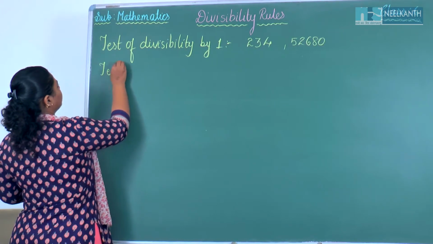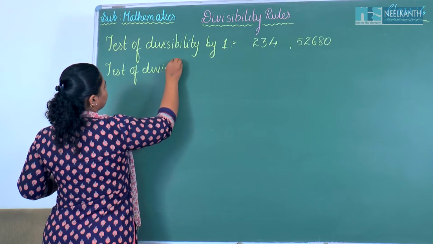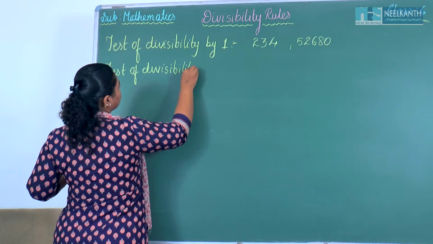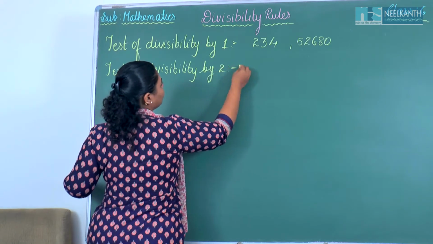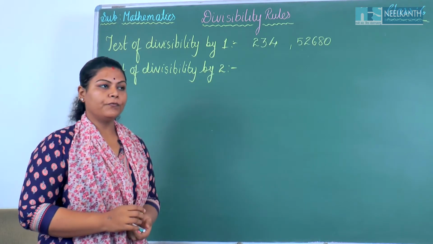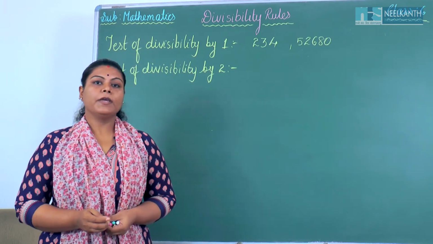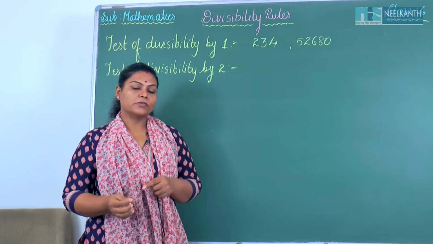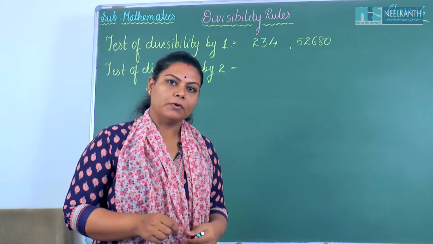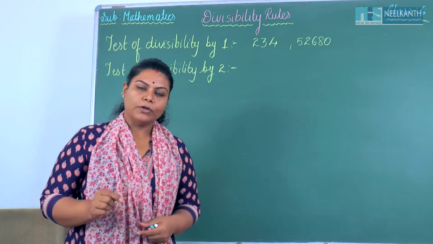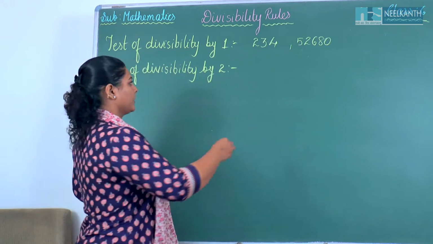Test of divisibility by 2. So for number 2, we have to check whether the number is even or not. It means we have to check that the number ends with 0, 2, 4, 6 or 8. Then only these numbers are divisible by 2. It means all the even numbers are divisible by 2.